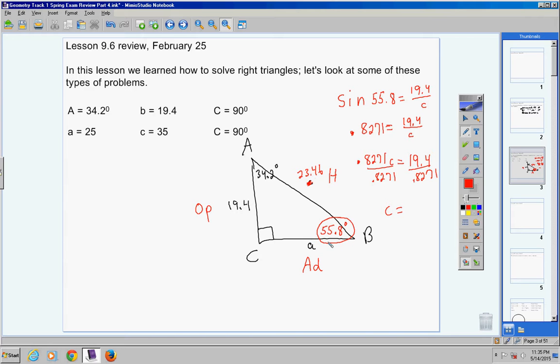23.46. Now students, we have one more side to find, side A. You're welcome to use a trig function or Pythagorean theorem. Since we have calculators, I'm going to use Pythagorean theorem. I think it's faster. So I have a leg squared plus a leg squared, my leg is A, equals hypotenuse squared. Now I can do this pretty quickly, guys. 19.4 squared is 376.36.